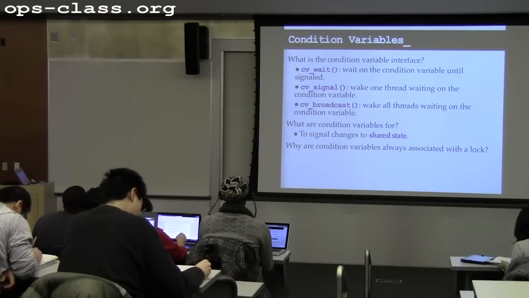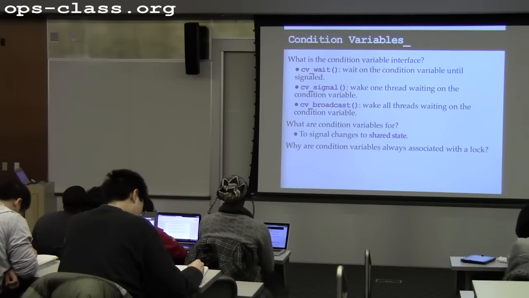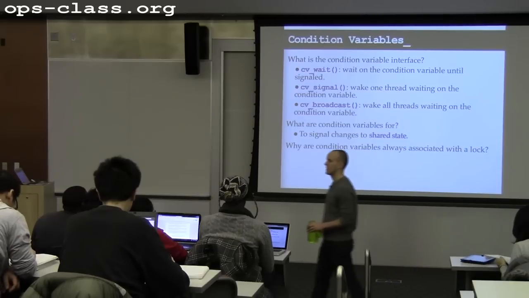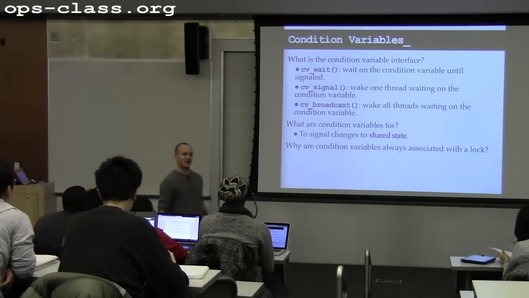So why are condition variables always associated with the lock? On your system, when you use condition variables, the condition variable interface requires that you hand it a lock. And it might do things to that lock. It might not do things to that lock in certain cases, but it might use that lock for some checks here and there. But why?